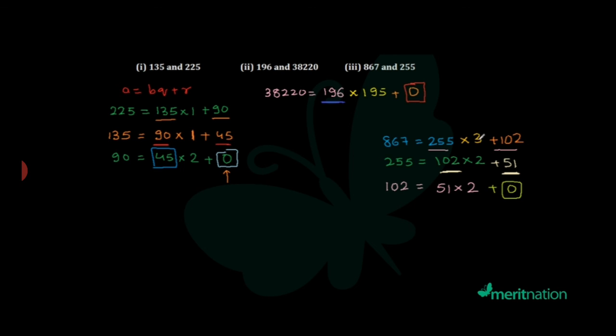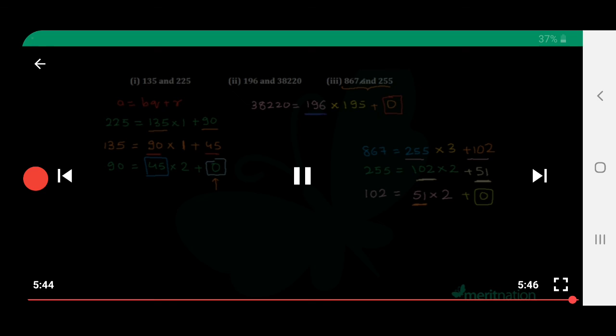That's it. We stop here. And what was the immediate divisor? It's 51. So therefore, we say 51 is the HCF for these two given numbers. I hope you got this, guys.